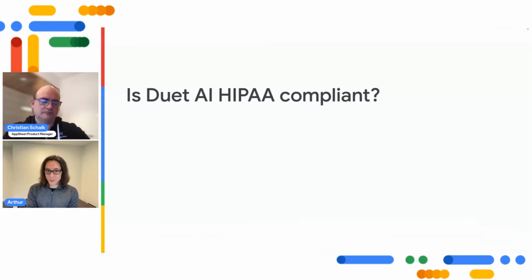Today, I'm only speaking for Duet AI that you will find in AppSheet or in AppSheet apps. I don't know about the other Google products, but I can tell you that Duet AI is not HIPAA compliant in AppSheet, in the sense that I don't think we have the certification. It doesn't mean it won't be, but at this point, if you need to be HIPAA compliant, please don't use Duet AI in AppSheet for app creation or for end users.